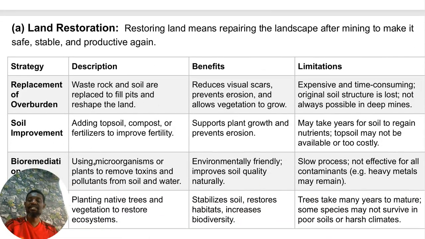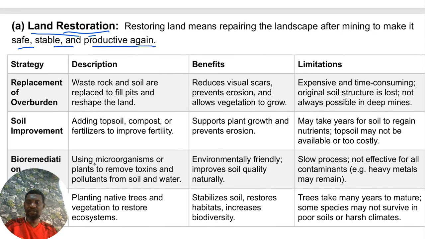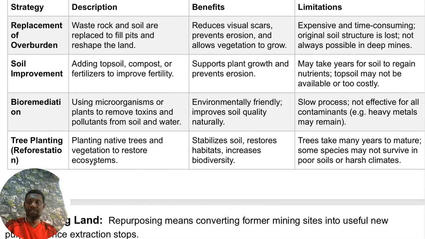So you find out that land restoration, what does it mean? It means restoring land. Restoring land means repairing the landscape after mining to make it safe, stable, and productive again. Now, under land restoration, remember the first thing is replacement of overburden. What is the description? It has to do with waste rocks and soil being replaced to fill pits and reshape the land. It has benefits and limitations.